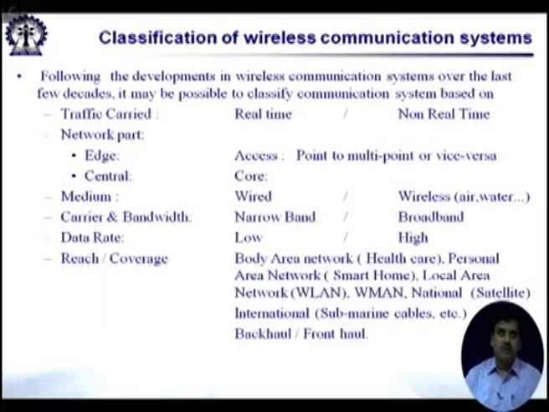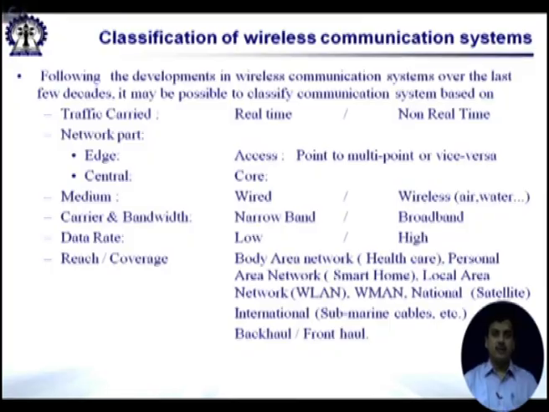We move on further to see some of the classifications of wireless communication systems. Wireless communication systems have been classified in many ways. We take one look at it. Going ahead, we can say that wireless communication systems can be classified according to the traffic that is carried. It could be real time or non-real time. Examples of real time traffic can be telecommunication networks, which are primarily designed to carry voice. The new telecommunication networks are also being designed to carry video traffic.